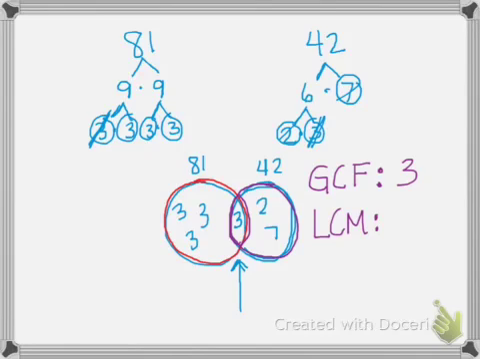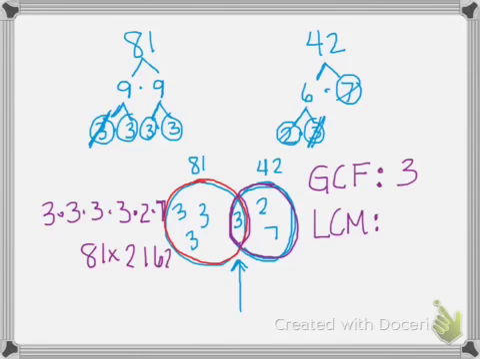Now the LCM, we can use everything that we have so far. All we want to do is multiply everything that we see in both circles. So I'm going to multiply 3 times 3 times 3 times 3 times 2 times 7. Okay, so we know that 81 times 2 gives us 162. Let me put the equal sign there. And then we're going to do 162 times 7, and we end up with 1,134.